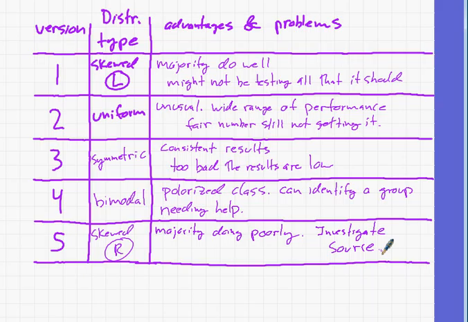So here's the skewed right, which means the majority are doing poorly, which means there needs to be an investigation about why. And, is the test actually an unfair test? Did the instruction not match what was being tested on? There's all kinds of reasons why a whole class might do poorly. But a skewed right definitely is an indicator that you have to look at that.